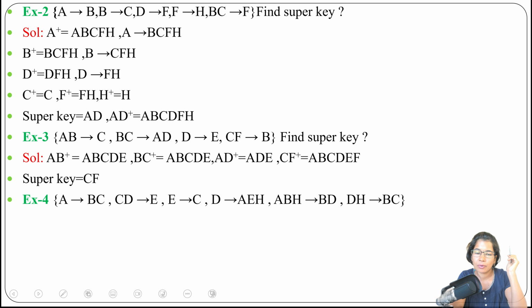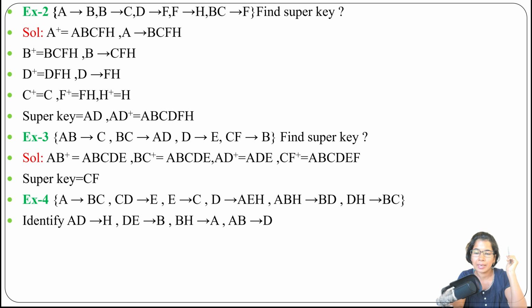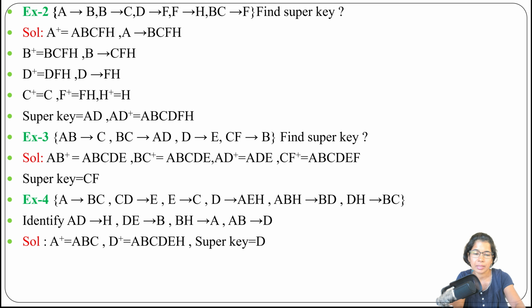Next, example 4. Some functional dependencies are given and it is asking to identify whether these functional dependencies exist or not. For that, we will find the left side closure. If it contains the right side, then that is possible. D plus equals A, E, H, then from A, B, C, then E. So it can derive all the attributes, that's why super key equals D.